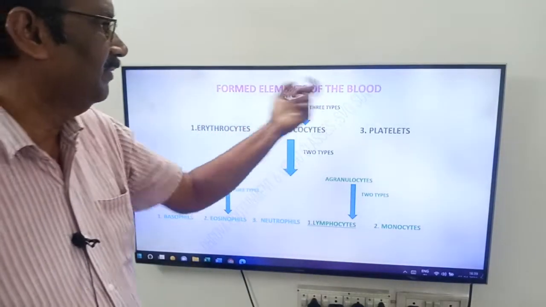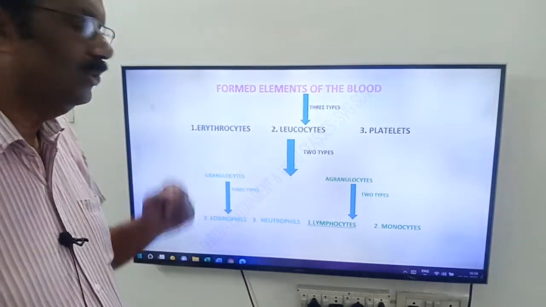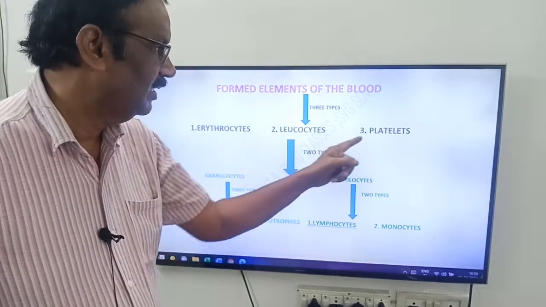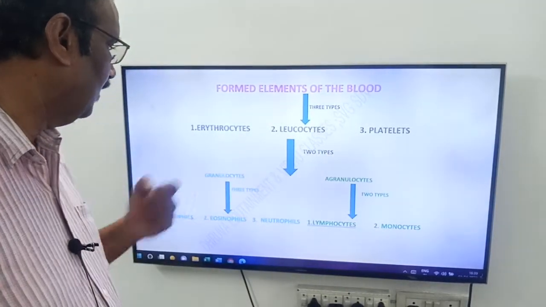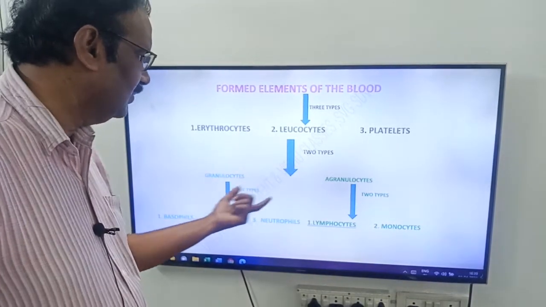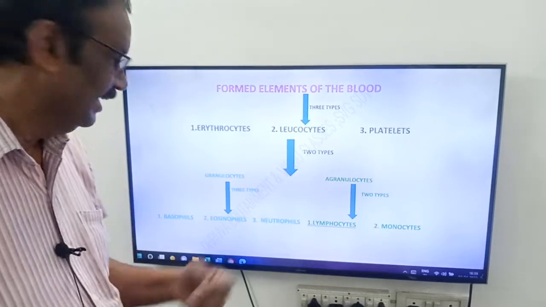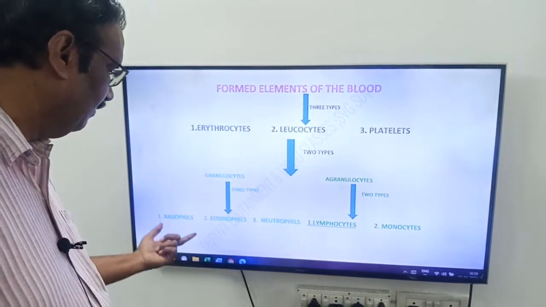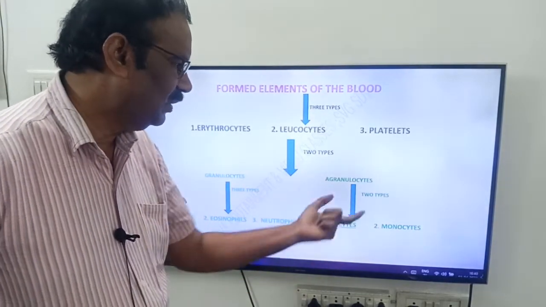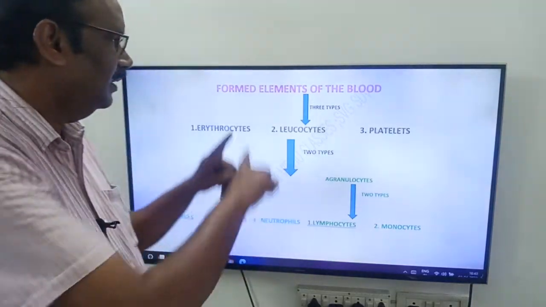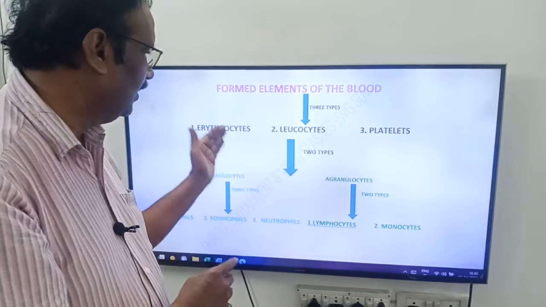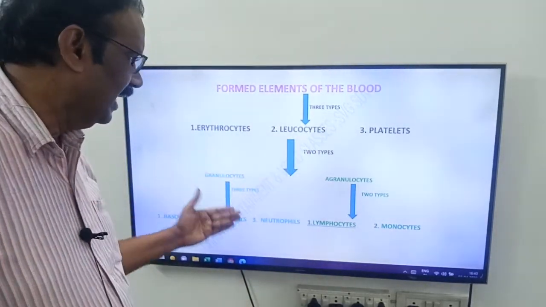The formed elements of the blood, that is blood cells: erythrocytes, that is red blood cells; leukocytes, that is WBC or white blood cells; and platelets. Now come to leukocytes. Leukocytes are of two types: granulocytes and agranulocytes. Granulocytes are three types: basophils, eosinophils, neutrophils. Agranulocytes are two types: lymphocytes and monocytes. So you have to write about all these cells: erythrocytes, leukocytes, platelets, granulocytes and agranulocytes.